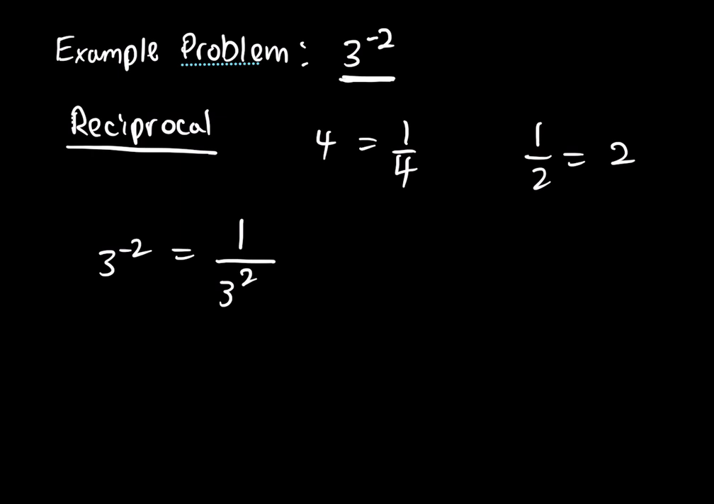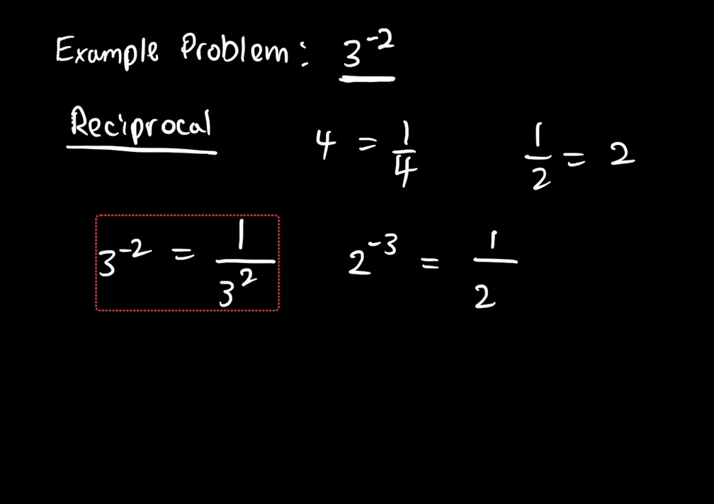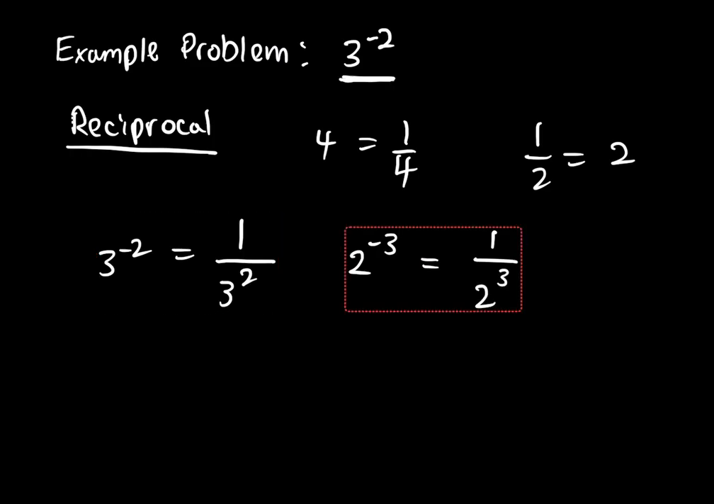So just to give one more example about that, let's say if I have 2 to the negative 3, the reciprocal of 2 to the negative 3 is 1 over 2 to the positive 3, okay?